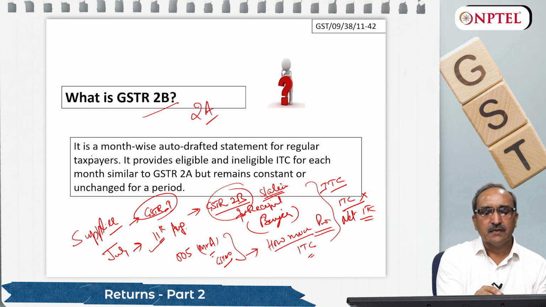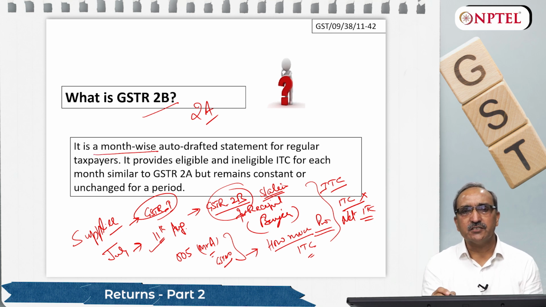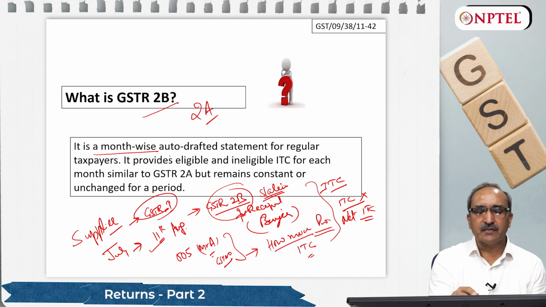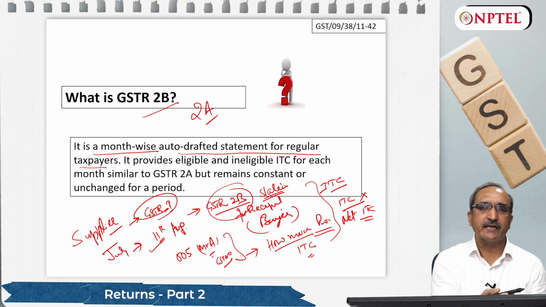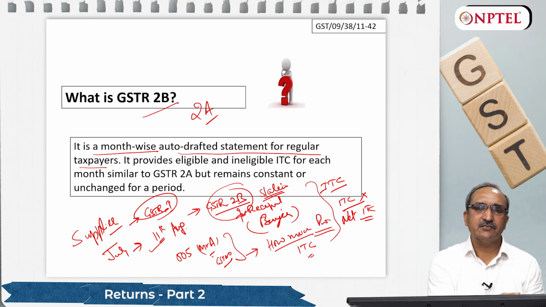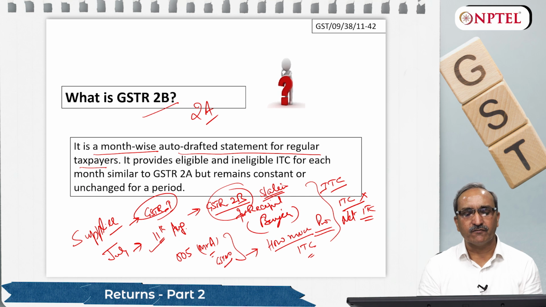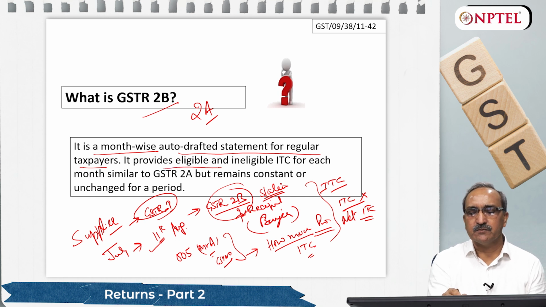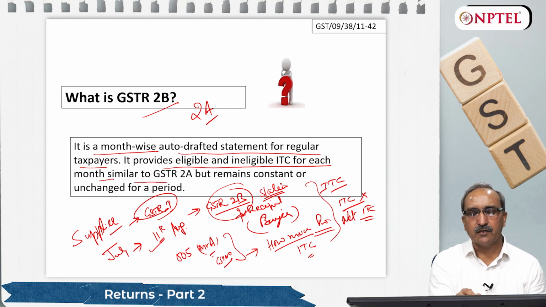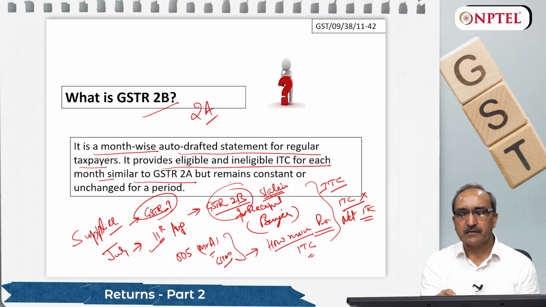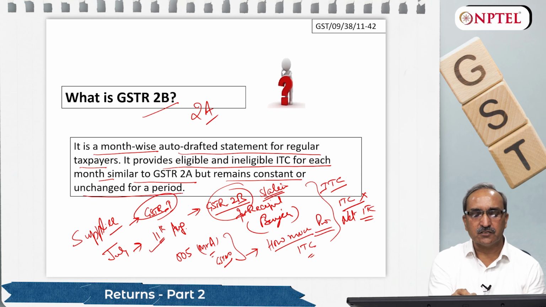So friends, it says GSTR 2B is a month-wise auto-drafted statement by the system for a regular taxpayer, means who is a regular taxpayer filing GSTR 1 and procuring goods and selling further. It provides eligible and ineligible ITC for each month similar to 2A but remains constant or unchanged for the period.